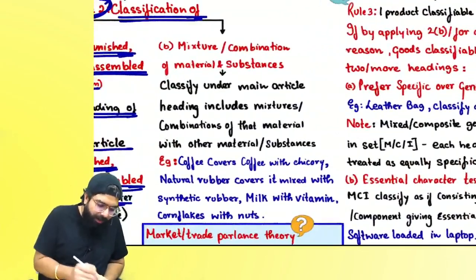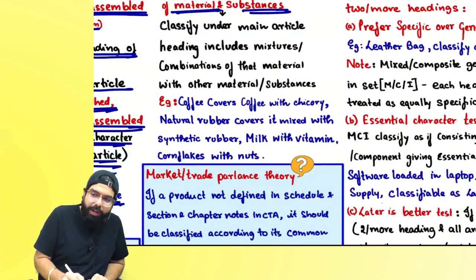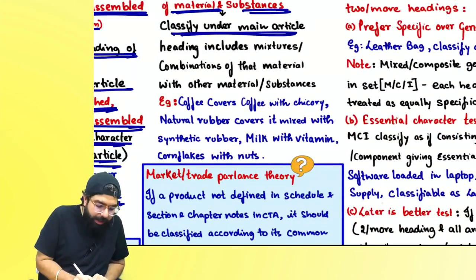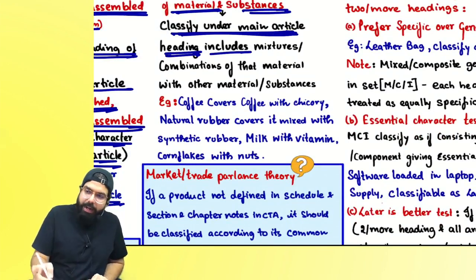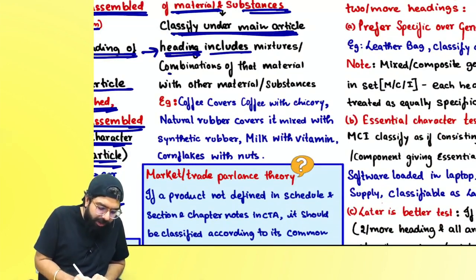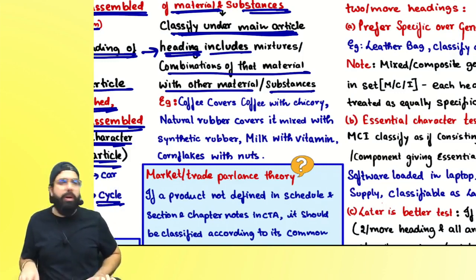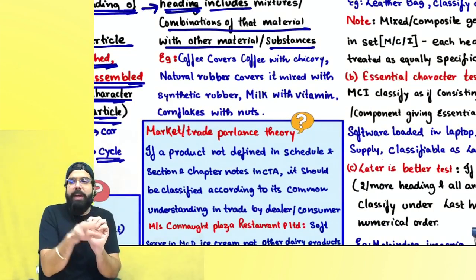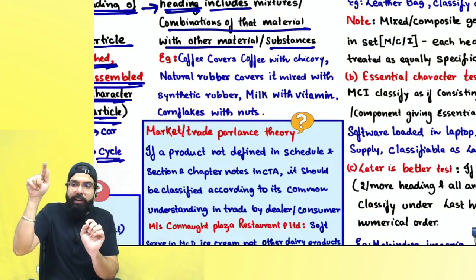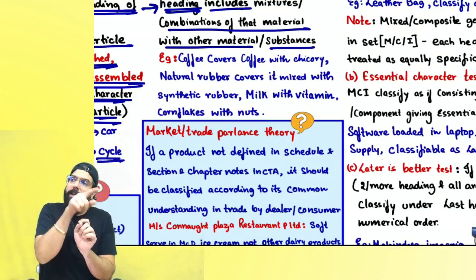Now, rule number 2(b) says if there is a mixture or combination of materials or substances, always classify under the main article's heading. Always remember the heading always includes a mixture or combination of that material with other materials or substances. For example, if there is a material and that material is mixed with something else, the heading includes that item mixed with some other item also.